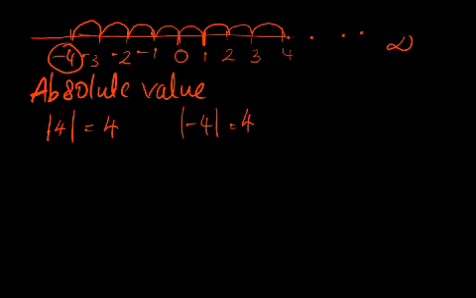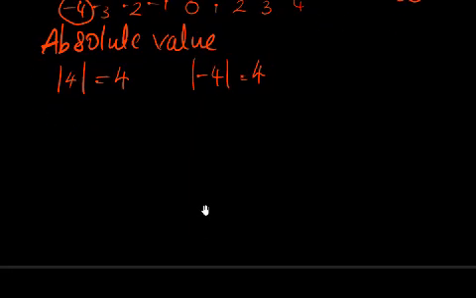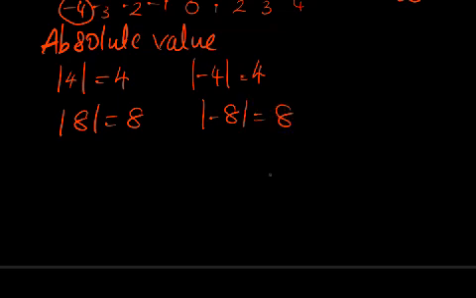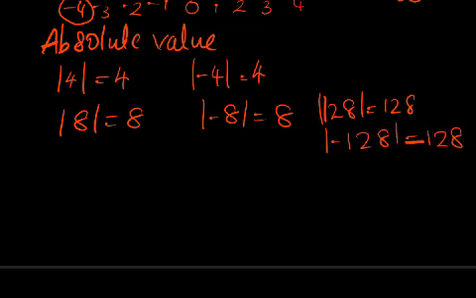So we can say that the absolute value of a number is just that number as a positive number. Absolute value cannot be negative. It's just the distance between 0 and that particular number. Another example: absolute value of 8 is equal to 8. Absolute value of -8 is also positive 8. Then what is the absolute value of 128? That is equal to 128. Absolute value of -128 is also 128.